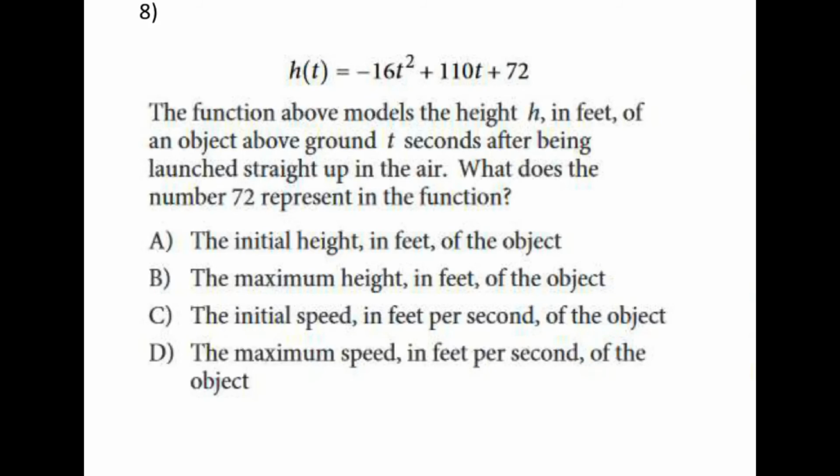Number 8. h of t is equal to negative 16t squared plus 110t plus 72. Whenever you see this negative 16t squared, that's always gravity. So if t is the number of seconds after an object was launched straight up into the air, if we plug in 0 for t in every case, that means no time has gone by. So it's probably our starting height, which is just a, the initial height in feet of the object.